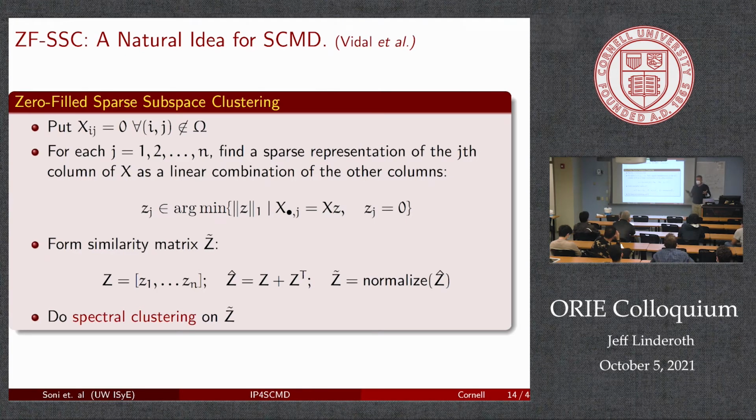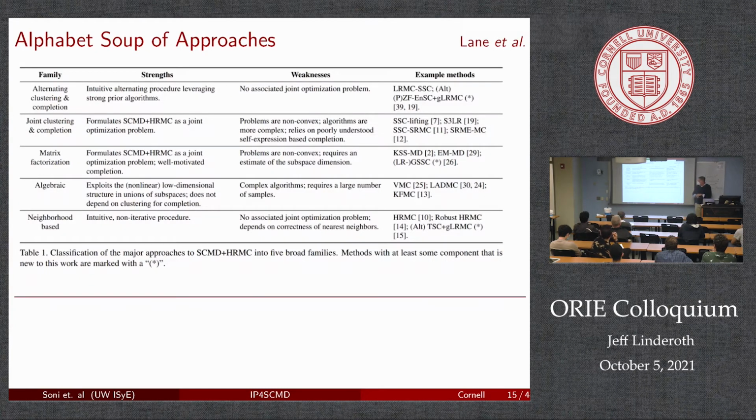This is the way I would do it if I had to, the first idea that one would have. We learned about the sparse subspace clustering method. Well, let's just somehow apply that to this problem where you have missing data. What do we do with the coordinates we don't know? Let's just put zeros in there, and then we run sparse subspace clustering. It's called zero-filled sparse subspace clustering. Very simple algorithm. But that's not the only approach.